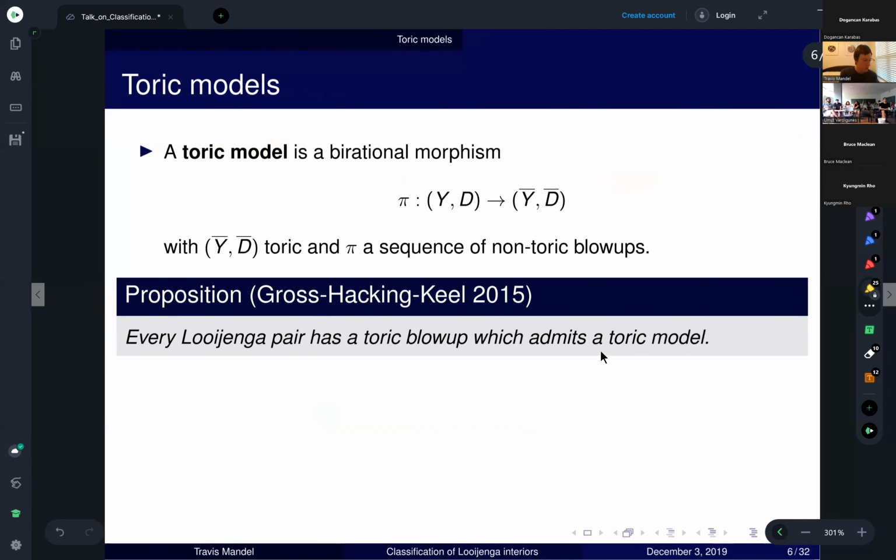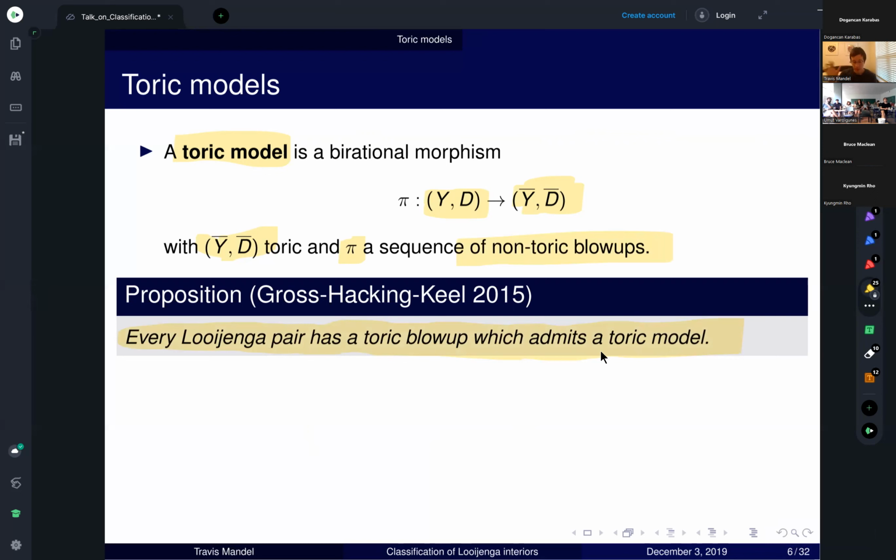So a toric model is a birational morphism from your Looijenga pair down to a toric Looijenga pair. So this pi, (Y bar, D bar) here is a toric pair. Y bar is a toric variety, D bar is the toric boundary. And then this birational morphism pi is going to be a sequence of non-toric blowups. And Gross, Hacking and Keel found that every Looijenga pair has a toric blowup which admits a toric model.